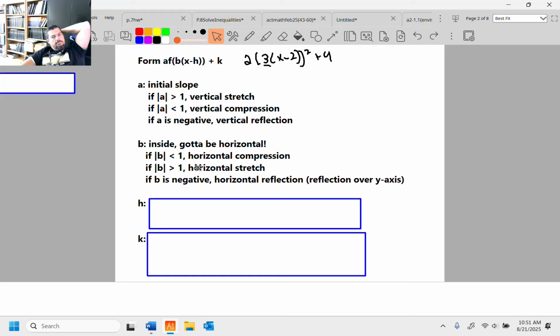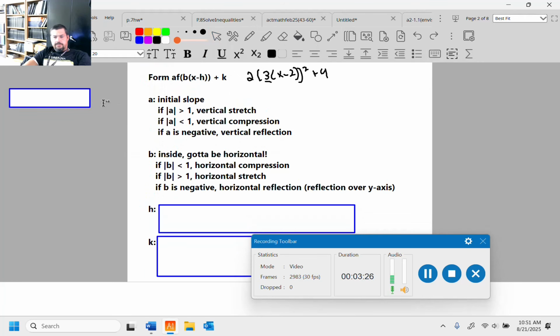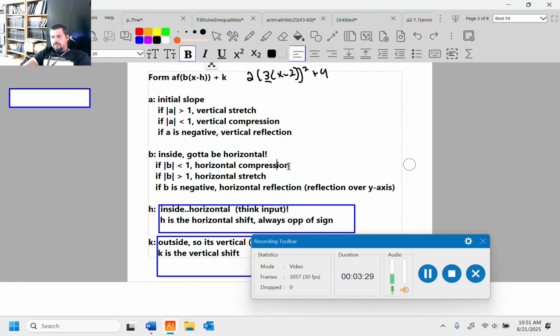That doesn't seem right. I got to think about that for a second. Something seems off on that. Yeah, this text is backwards. I'm glad I caught that. Now whether I fix that before class starts, who knows. But if B is less than 1, you have a stretch. You have a horizontal stretch, which is equivalent to a vertical compression. Yeah, that's right. And if B is bigger than 1, you have a horizontal compression.